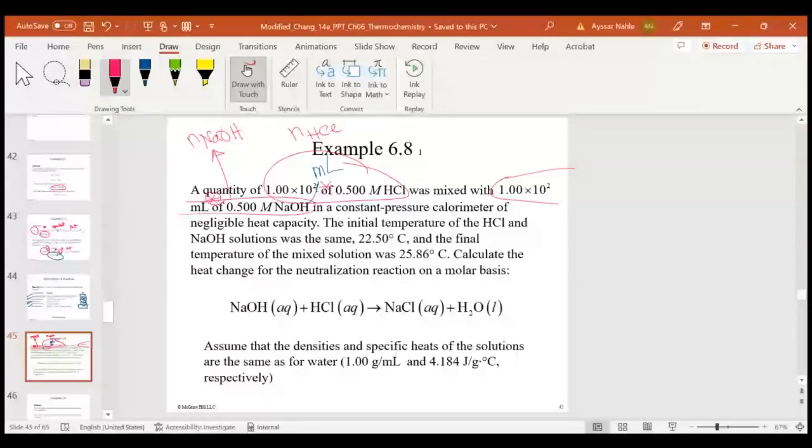Here I will also obtain the number of moles of NaOH. Is it clear? I don't have to hold two values together that mean the same thing. I will combine them and get one piece of information instead of two. You understand?